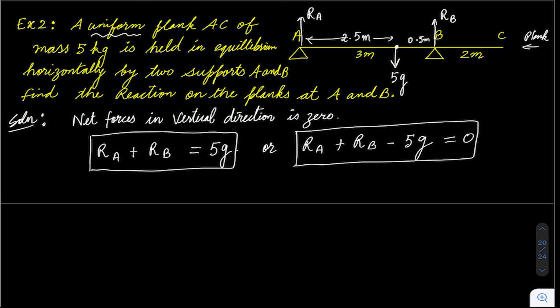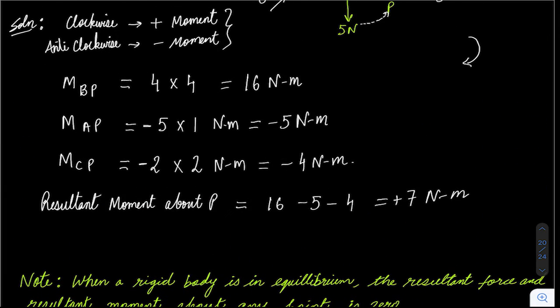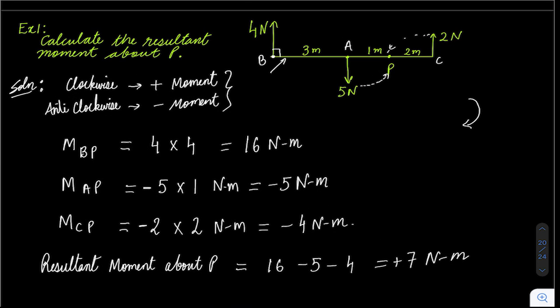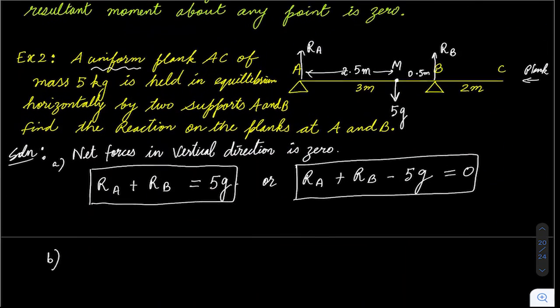Now that's one equation. The second equation we will get is, we know that whenever a rigid body is in equilibrium, the moment about any point will also be 0. So now you can take moment about any point, right? From A to C, you can take any point in between, or you can take A, you can take B, you can take the center of mass, that is this midpoint also. It doesn't matter. We have learned in the previous question how to find moment about any point when multiple forces are there. So that is what we are going to do here.